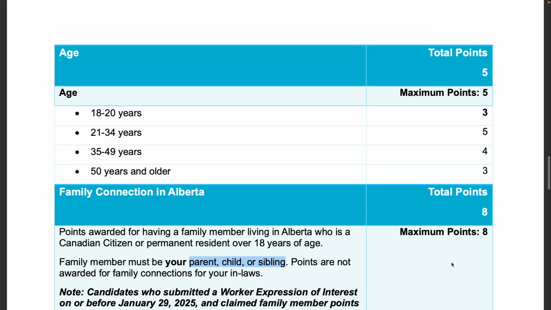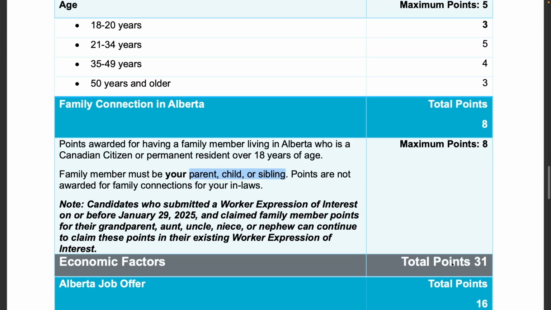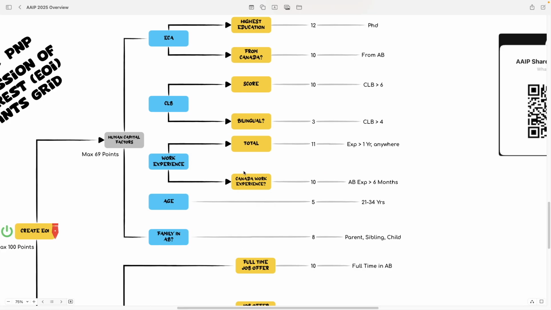So if you have parent, child, or siblings, you will get those 8 points up to a maximum. There is only one tier here, which is 8 points. So maximum points is 8. If you have even one relative or 20 relatives, you get 8 points. You will have to provide documentation for that. So parent, sibling, child will get you 8 points. So that's the breakup of 69 points for human capital factor.